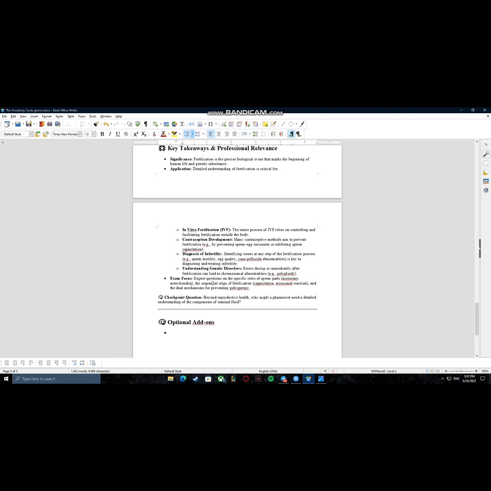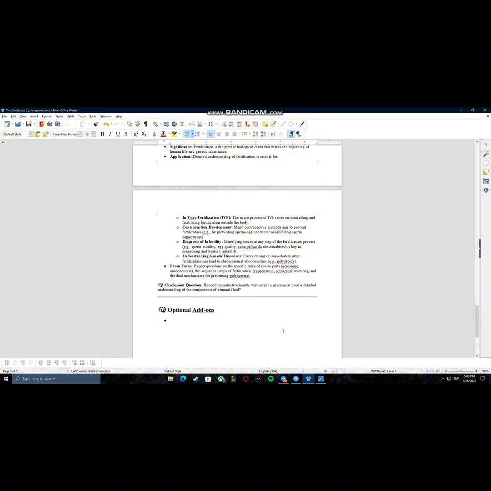What you would expect on the exam: expect questions on specific roles of sperm parts, acrosome, mitochondria, and the steps of fertilization such as capacitation, acrosome reaction, and the dual mechanisms for preventing polyspermy. And I can't emphasize this enough: this dual mechanism is really important and it's asked a lot on multiple exams. Thank you.